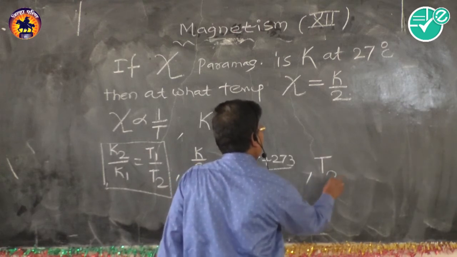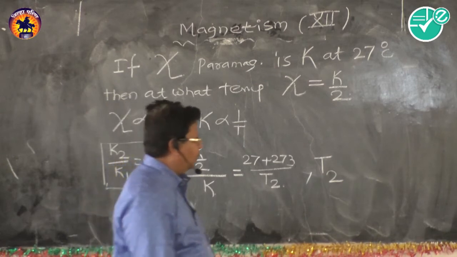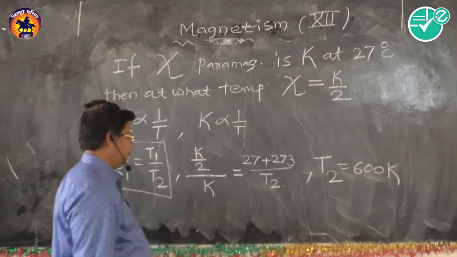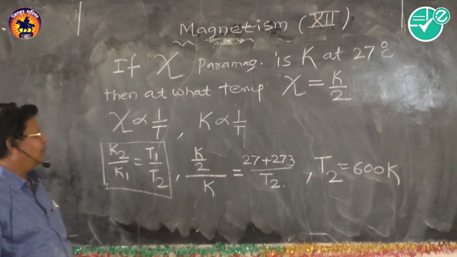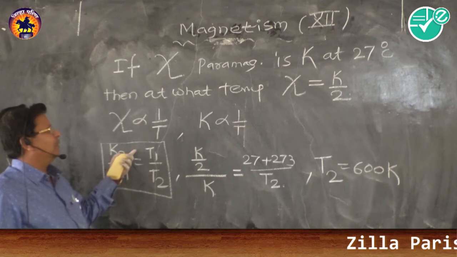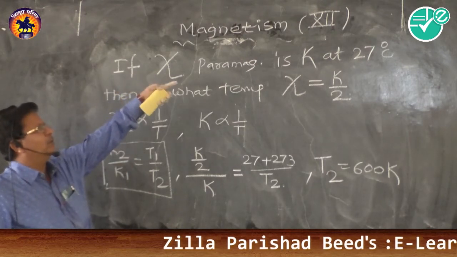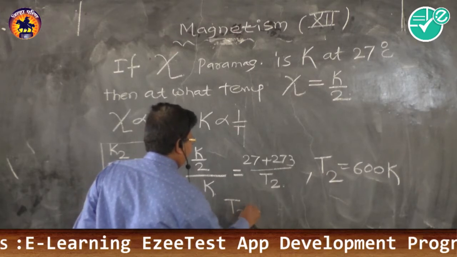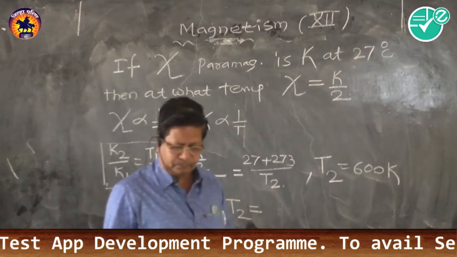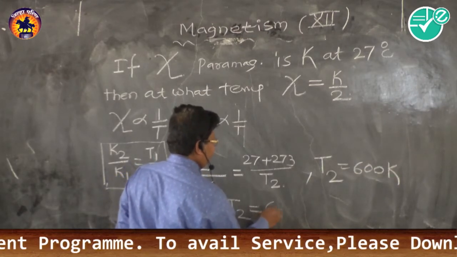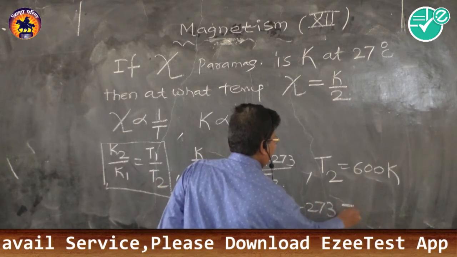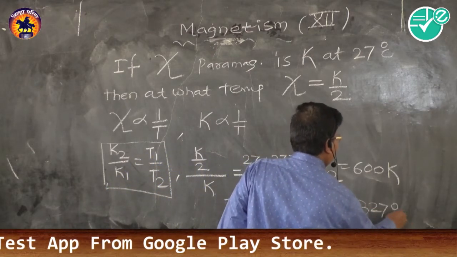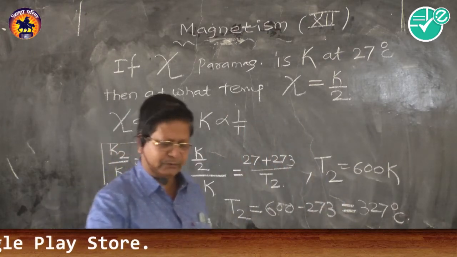And if we solve this, we get T2, which is equal to 600 Kelvin. But as the value of temperature for chi equal to K is given in degrees Celsius, T2 must also be in degrees Celsius. So T2 is equal to 600 minus 273, which is equal to 327 degrees Celsius. So this is the answer.